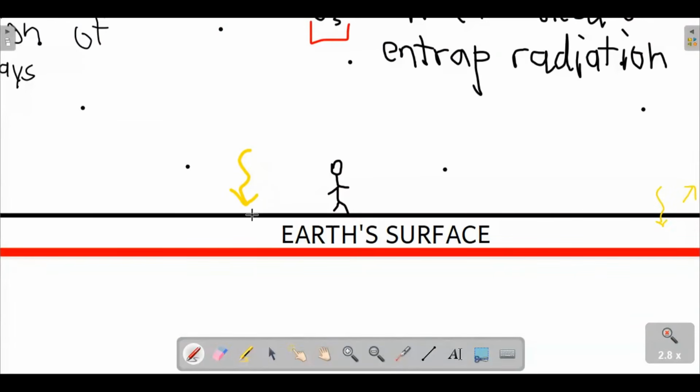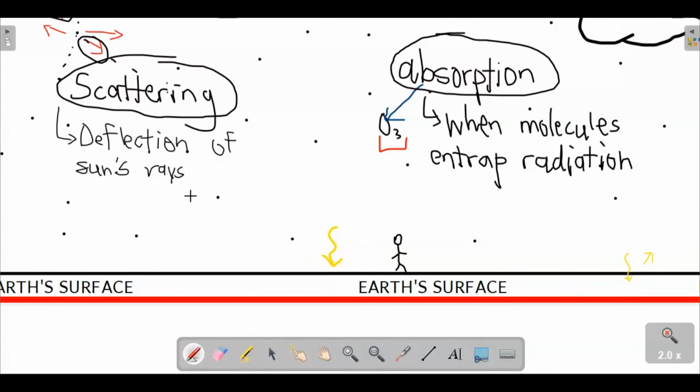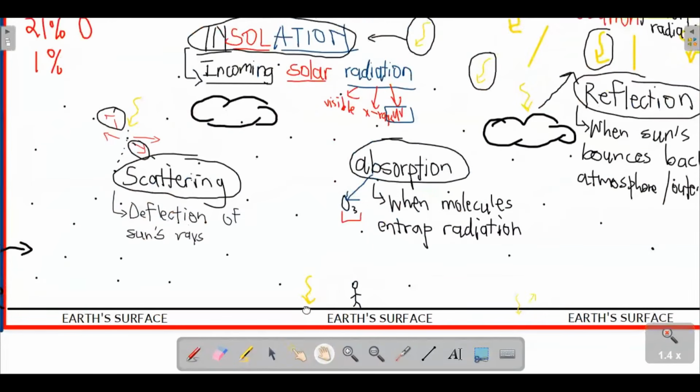So it receives or absorbs this energy, this shortwave radiation from the sun, and then over time, at night, it loses this energy. How does it lose this energy? It releases its own radiation. The Earth releases its own radiation, guys. The reason why it is cold at night is because the Earth is cooling off.